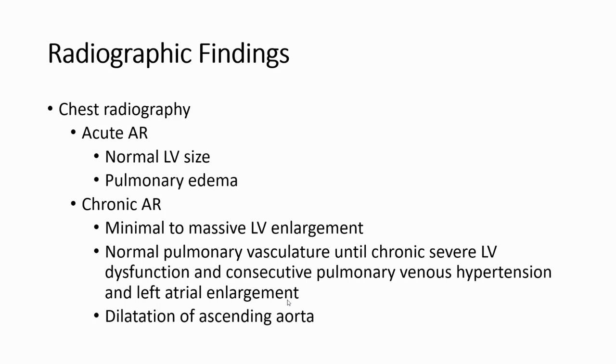Chest radiography in acute cases can be normal, with left ventricle signs, and you can see pulmonary edema. In chronic cases, there is minimal to massive left ventricle enlargement. The pulmonary vasculature is normal until chronic severe left ventricle dysfunction and consequent pulmonary venous hypertension and left atrial enlargement, with dilatation of the ascending aorta.